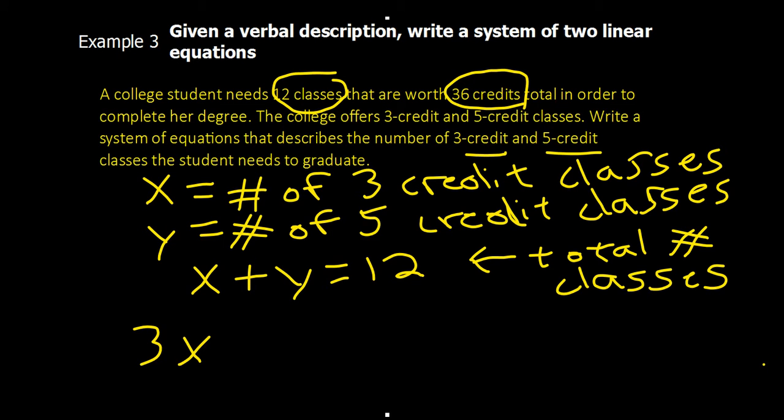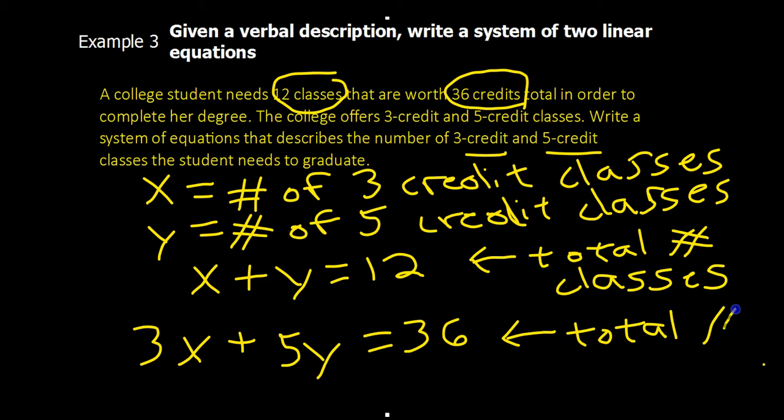If I take the number of 5 credit classes and I multiply that by 5, because each one of those classes is worth 5 credits, then I figure out how many credits she gets from those classes. And if I add the number of credits she makes from 3 credit classes and 5 credit classes, then that should total 36, because that's what my problem says. So in this case, this would be the total number of credits.